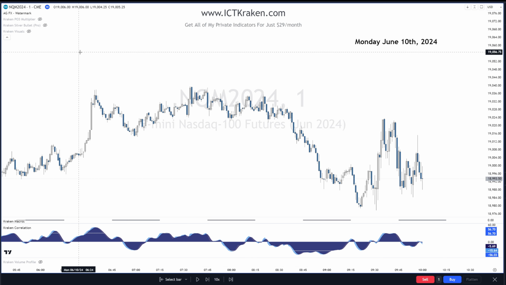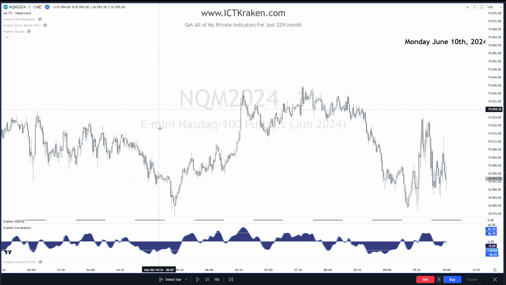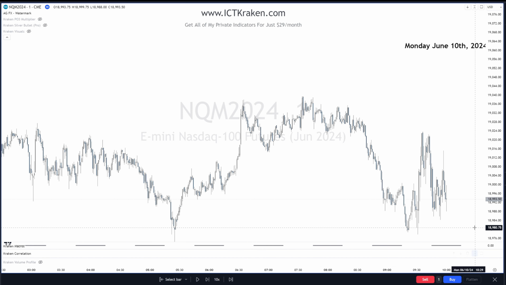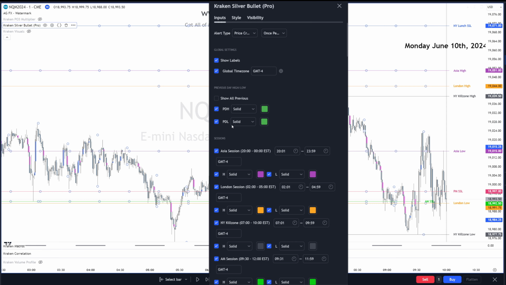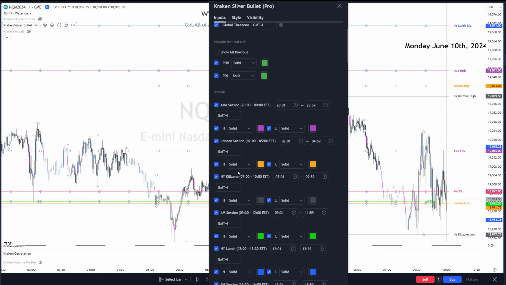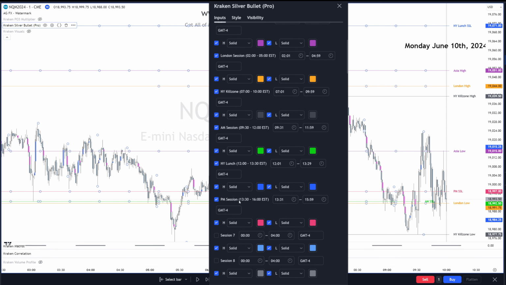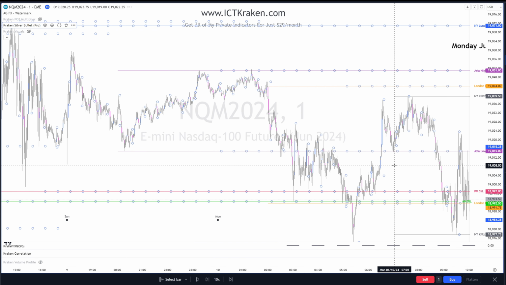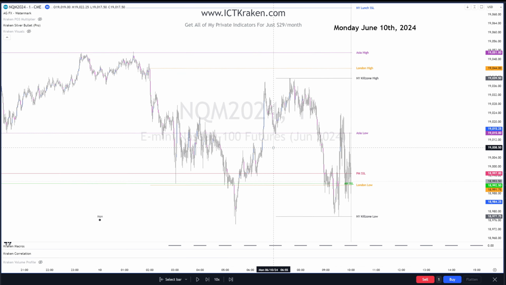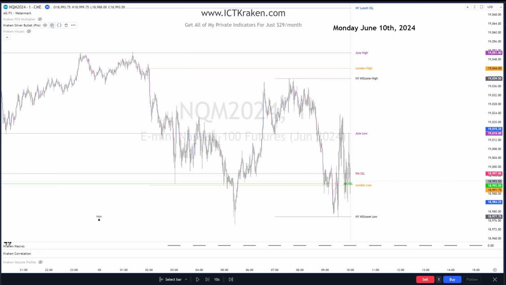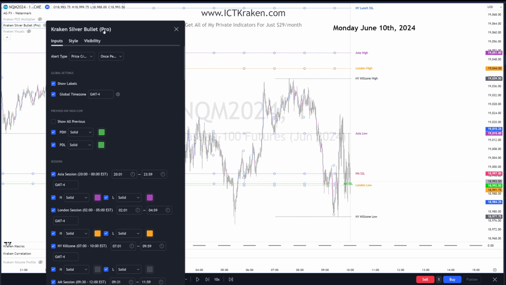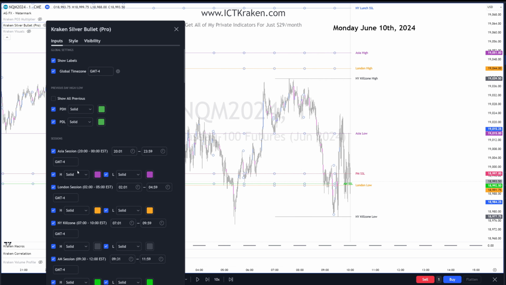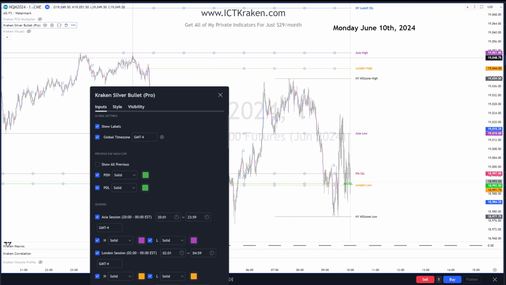So the first thing I'm going to do is scrunch this all up, lower this, make this smaller, maybe more room. And I'm going to turn on the Kraken Silver Bullet Pro. I'm going to make sure that I have all of the buttons selected here so I can see, and move this over, and see what has been taken, right? All right, so in this range, we see that the Asia high has been taken right here.